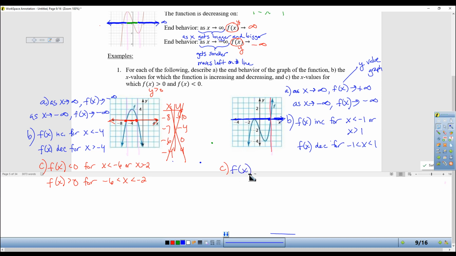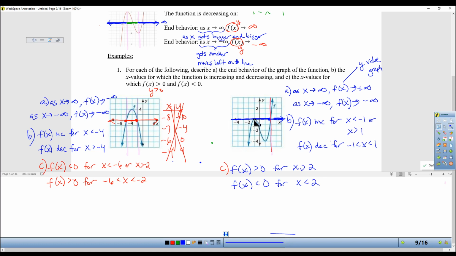So f of x is greater than 0, above the x-axis, for x is greater than, and that's 2, just like that. And then f of x is less than 0, it's below the x-axis, for all the x's less than 2. Now I will say this one has a little bit of a catch. I'm not going to give you anything that's meant to be tricky like this. But this actually isn't the answer.